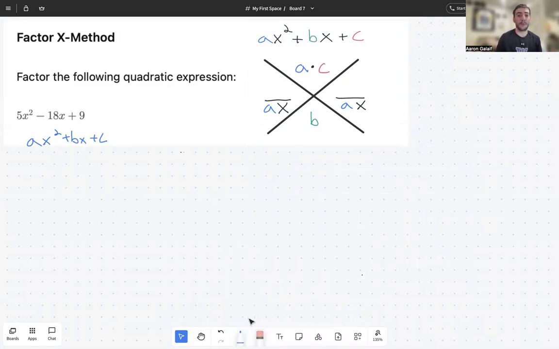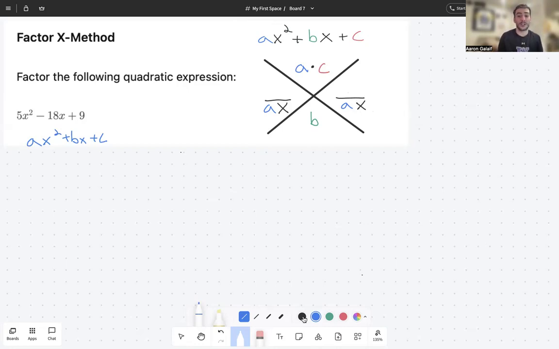On top, we're going to get a times c, the coefficient of the x squared and the coefficient of the last term with no x. On the bottom, we're going to get just b. And then over, we're going to put it over a of x, the coefficient, and then no squared, just the term of x to the 1 power, and the same thing on the other side.